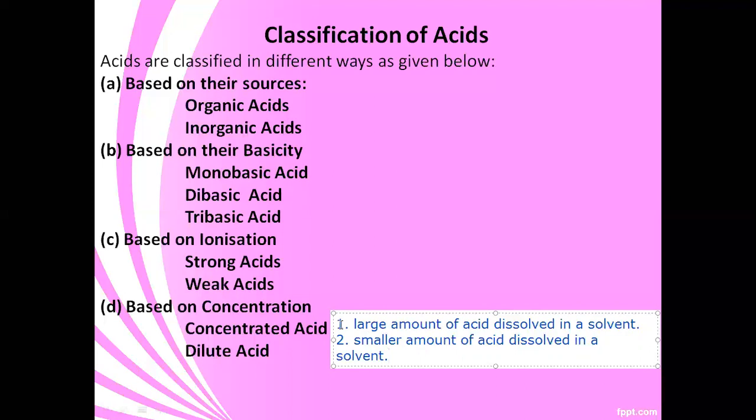The next one is classification of acids. There are 4 classifications: based on their sources, based on their basicity, based on their ionization, and based on concentrations. We have discussed those topics.